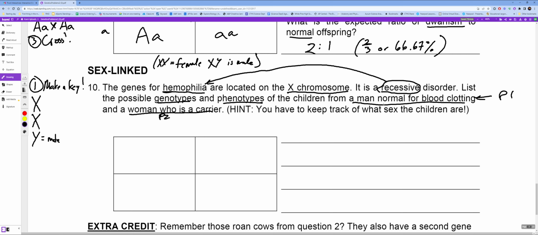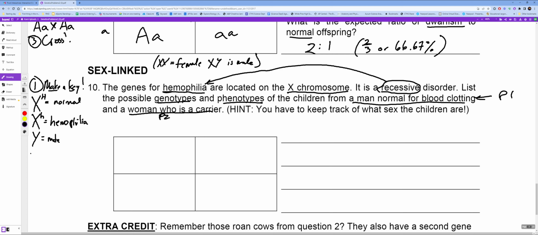Okay. Hemophilia is a recessive disorder. So we have a man that is normal for blood clotting. Let's not get ahead of ourselves. Let's label these a little bit better. So making a key, we know hemophilia is recessive. So I'm going to put an X and a little h up here, and a big H up here. Little h is the recessive form of this gene. That's going to give hemophilia. All right. Big H is going to be normal, right? Same basic rules apply. If you have a big H, you're going to show normal. If you have only X little h, then you're going to show hemophilia.